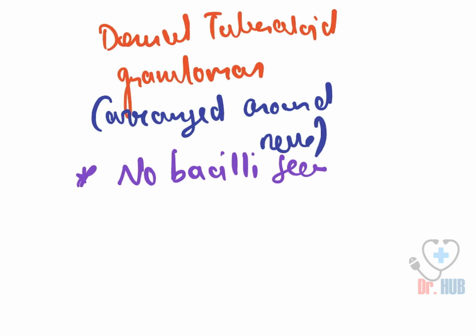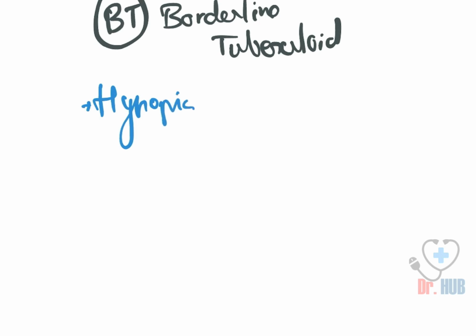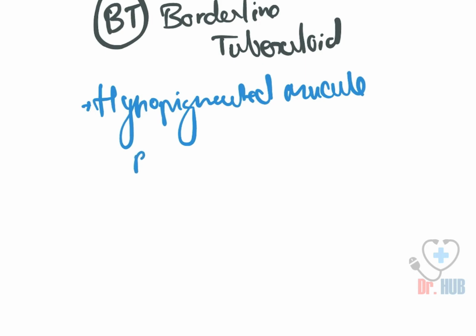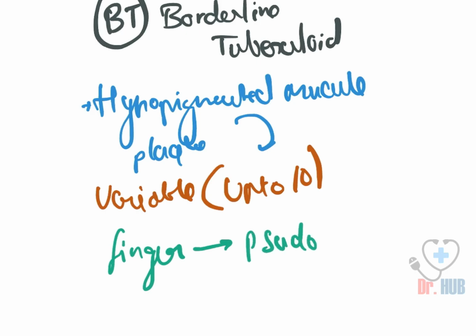Next, we move on to the next type, that is the BT. BT stands for borderline tuberculoid. Here again, there are hypopigmented macules or plaques, and they are variable in number, up to 10. Occasionally they show finger-like extensions, which are pseudopodia, also known as satellite lesions.